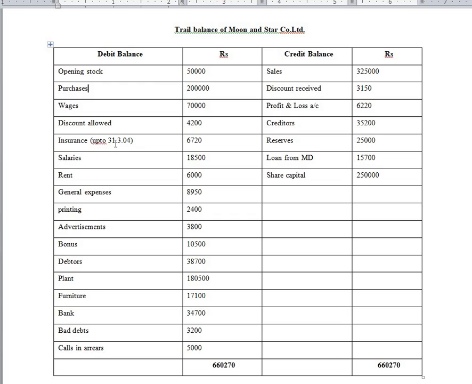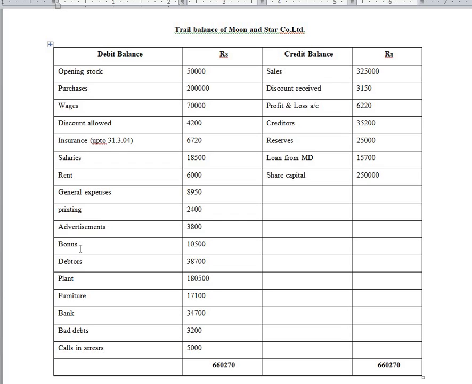So when I am telling all these items will come under these heads, you can make a note of it and then it will be easy for you to post it. Okay, salary. Salary is an employee benefit expense, as you know, and rent. Rent is something which you are paying outside. So as it's a debit balance, it is coming under other expense. Next is general expense. That is also an expense coming under other expense. Printing, other expense. Advertisement, yes, advertisement charges will also come under other expense.